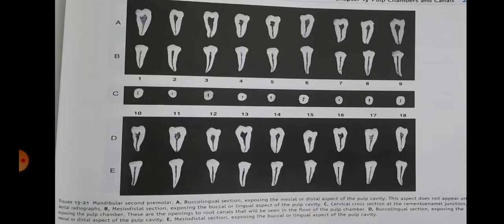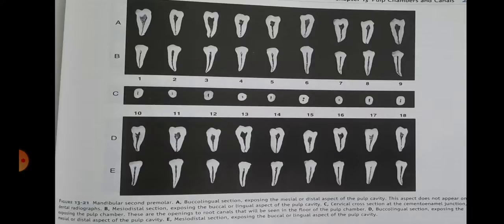Let's talk about the cervical cross section in figure 13.21 C. The amount of root structure is substantial in the mandibular second premolar, as is clearly demonstrated in the cervical cross section. The outline form of the root is rectangular. You can see this in figure 13.21 C1, 3, 6 and 9. It may be oval. In figure 13.21, C4 and 7 are triangular. In figure 13.21, C2 and 5.